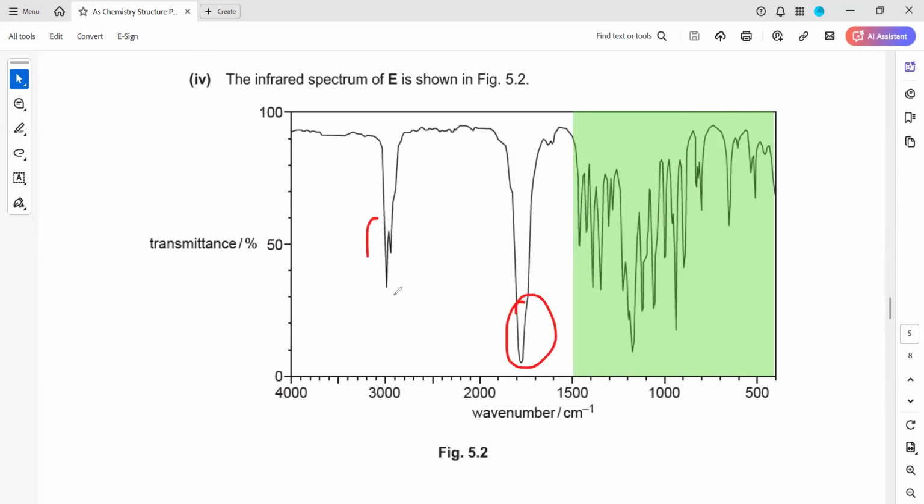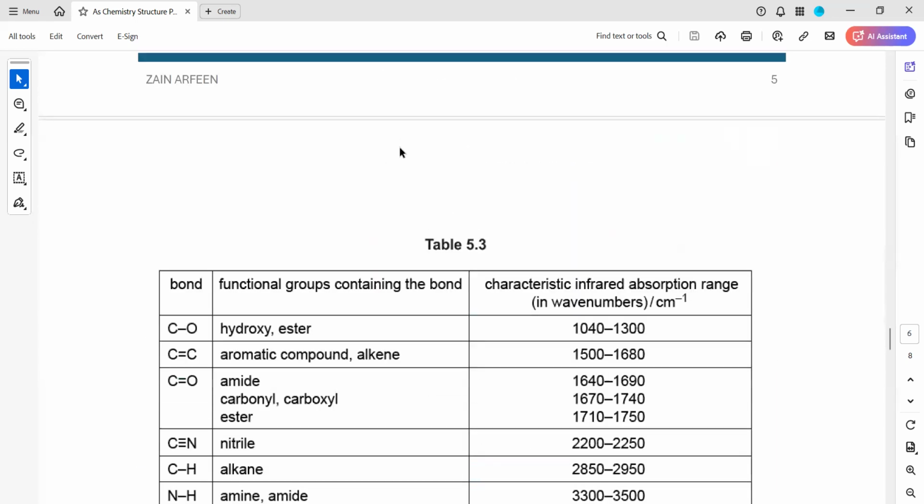What peaks do we see? We see one peak here. This is 1600, 1700, 1800, so there is a peak between 1700 and 1800. And this other peak is around 2900 or 3000. So we identify this as the spectrum of E.